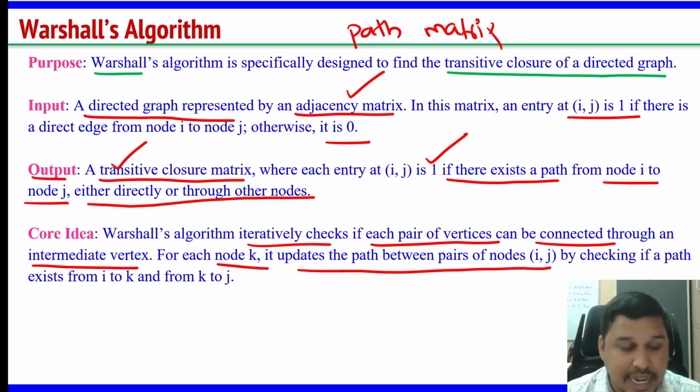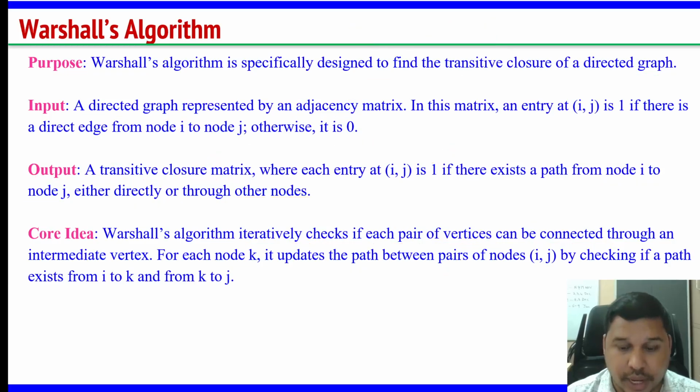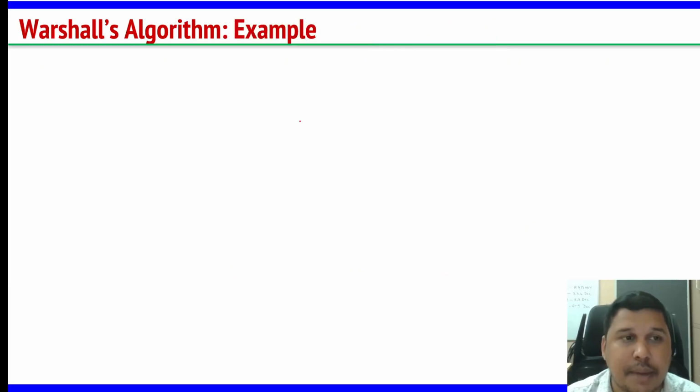So, for each node k it updates the path between pair of nodes. Okay. So, let us see an example and try to understand how this Warshall's algorithm works. Let us take a small example and see the working of this Warshall's algorithm. Input is an adjacency matrix, output will be a transitive closure matrix which gives us the information whether we can reach every vertex or not. Okay. Let us see this example. Let me take a small example.